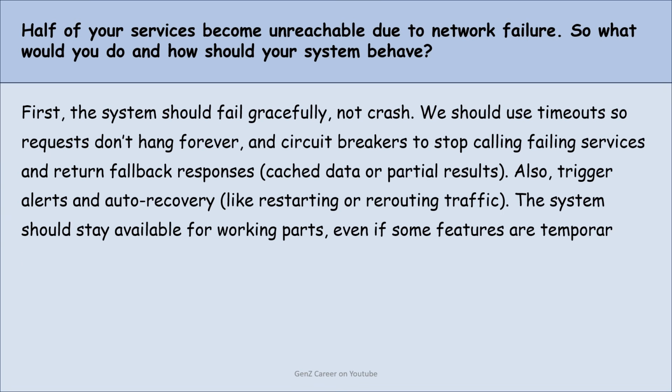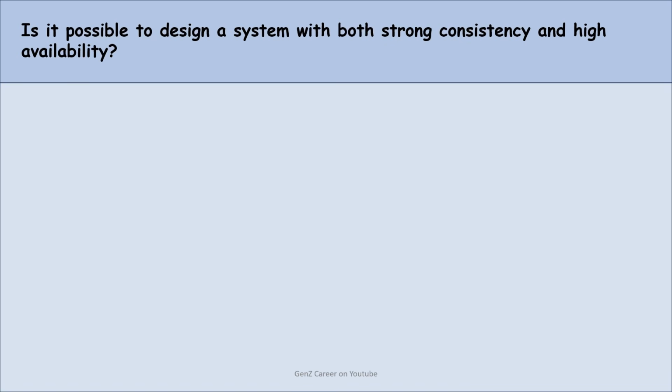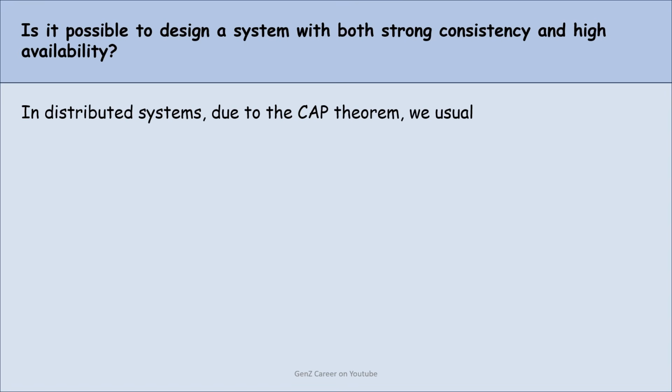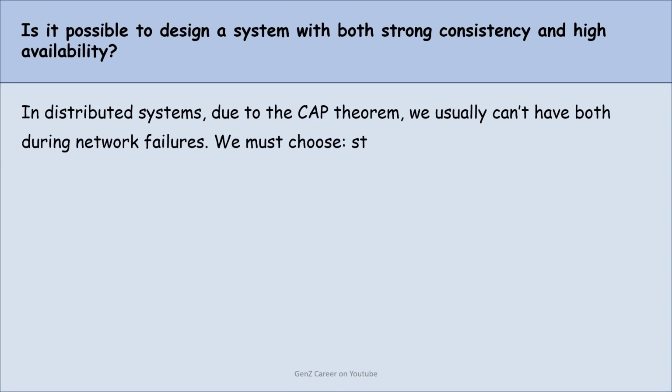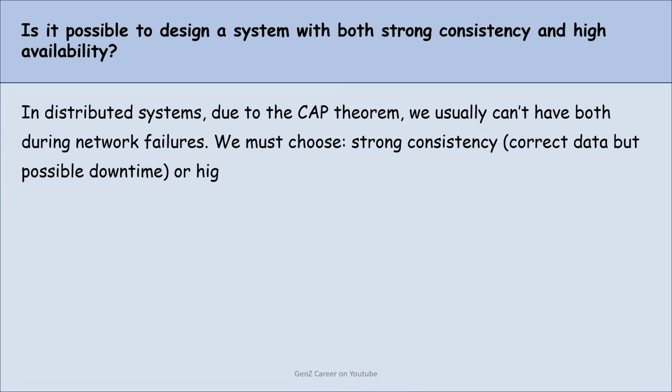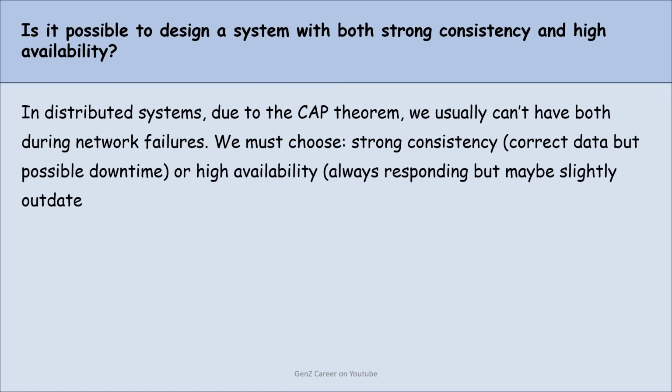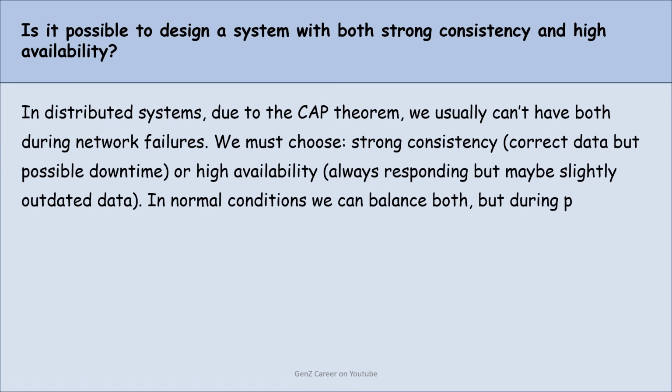Next question is, is it possible to design a system with both strong consistency and high availability? So guys, basically in a distributed system, due to the CAP theorem, we usually can't have both during network failures. We must choose strong consistency, which means correct data but possible downtime, or high availability, which means always responding but maybe slightly outdated data. And in normal conditions we can balance both, but during partitions one has to be sacrificed. Are you getting my point?